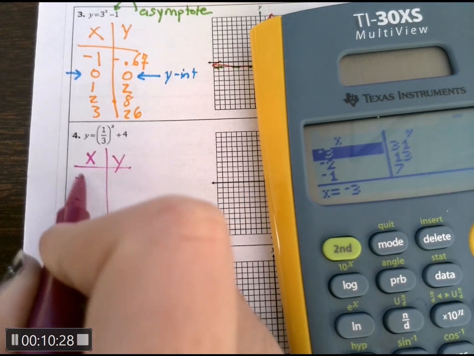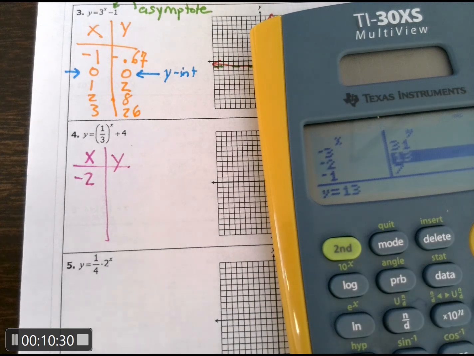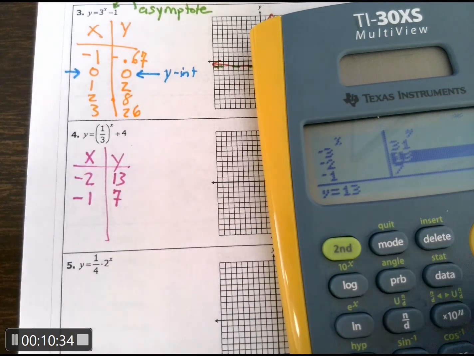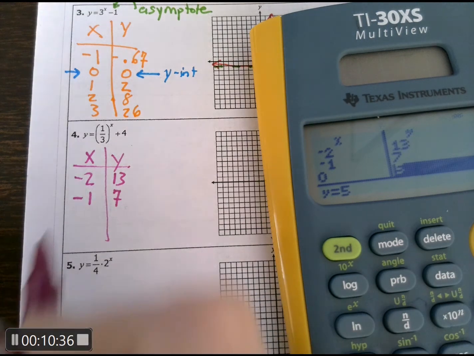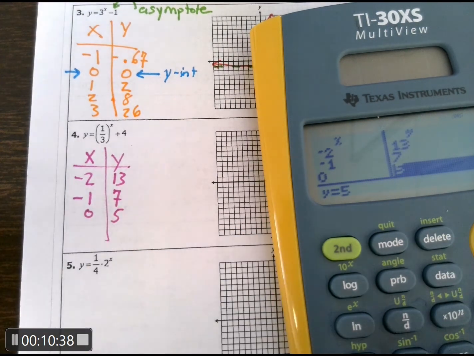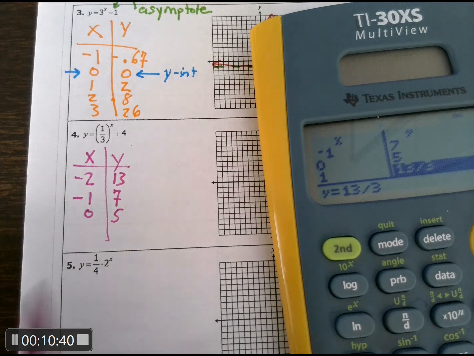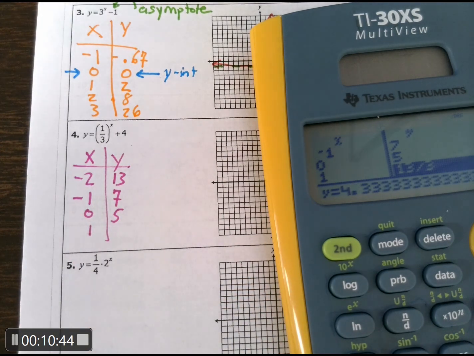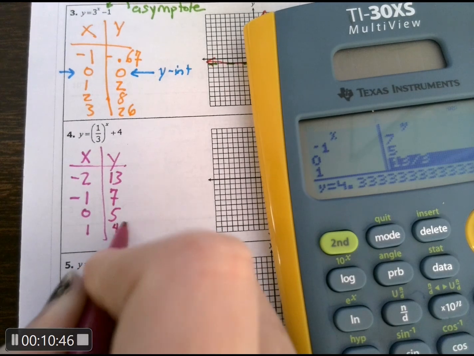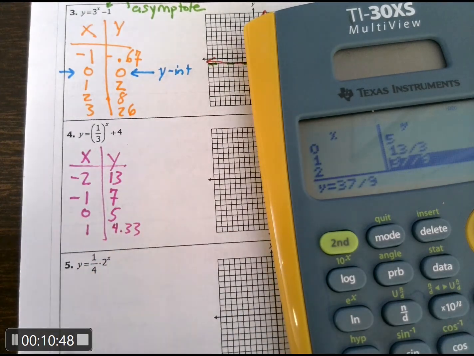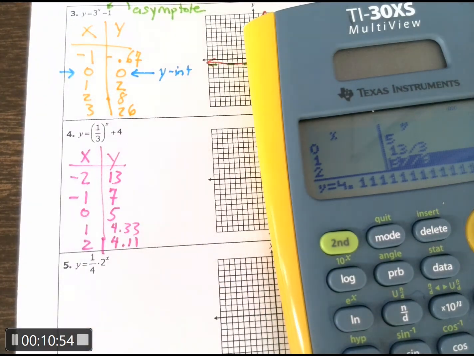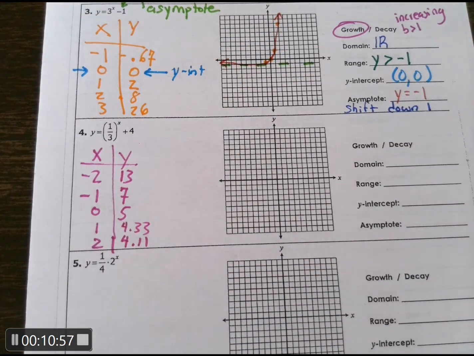And so I guess I'll start at -2. So our x is -2, which means our y is 13, -1, 7, 0, 5, and then 13/3, which is actually 4.333. And then we'll do one more, 2, and that is 4.11. Alrighty, so now we have those.